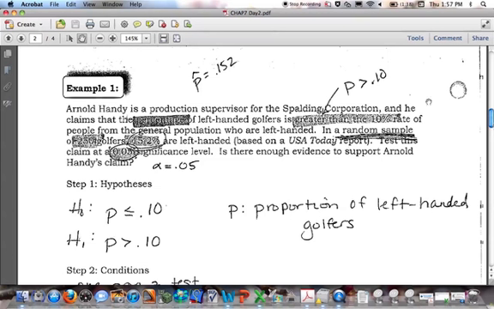So a couple things there. He's claiming that it's greater than 10%. So p is going to be greater than 10%. We get a p hat of 0.152. My significance level is 0.05. I'm going to test this hypothesis test.